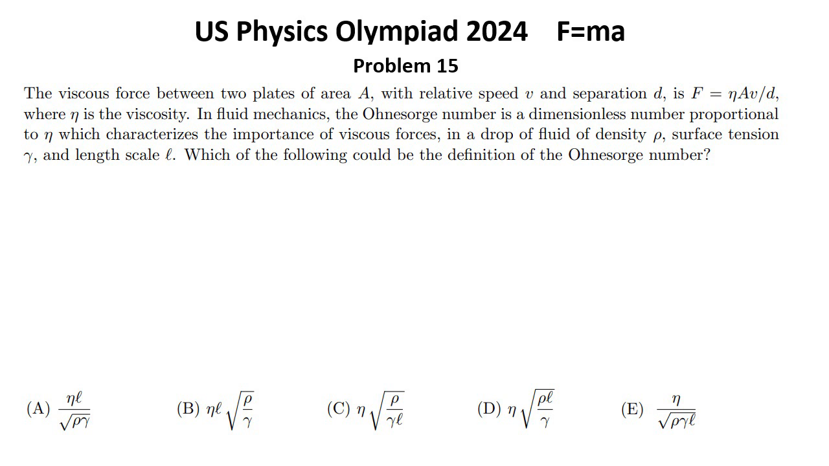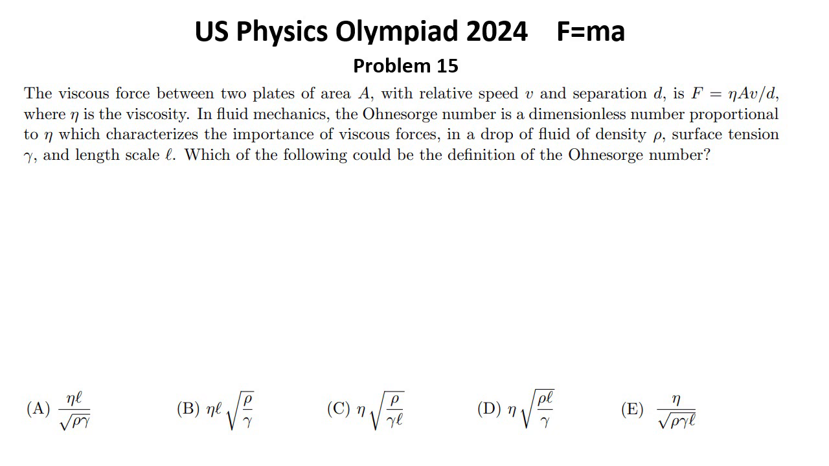Problem number 15. The viscous force between two plates of area A, with relative speed v and separation d, is F equals eta A v over d, where eta is the viscosity. In fluid mechanics, the Ohnesorge number is a dimensionless number proportional to eta, which characterizes the importance of viscous forces in a drop of fluid of density rho, surface tension gamma, and length scale L. Which of the following could be the definition of the Ohnesorge number?